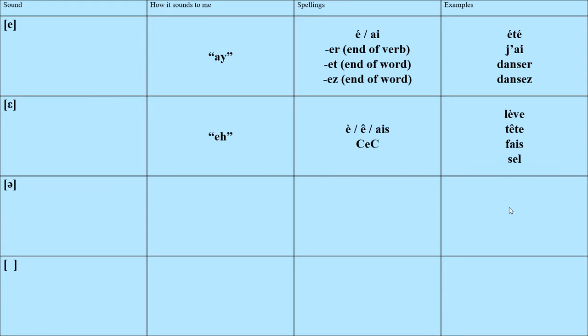Our next one is the schwa sound, or the E. Might be somewhere between and oo. However you want to write it, you go ahead and fill it in the way that you like it. It doesn't have to be this way because you are filling this in based on how you hear these sounds.